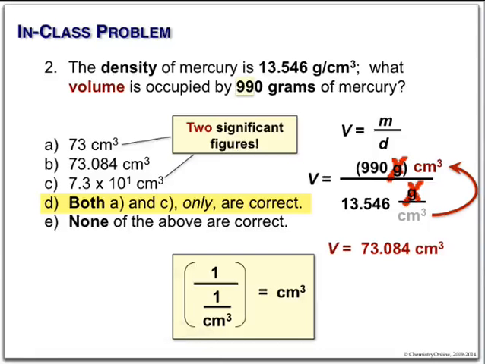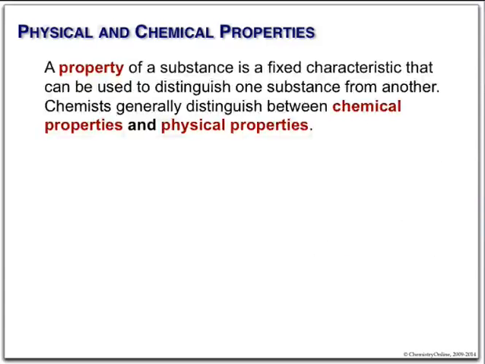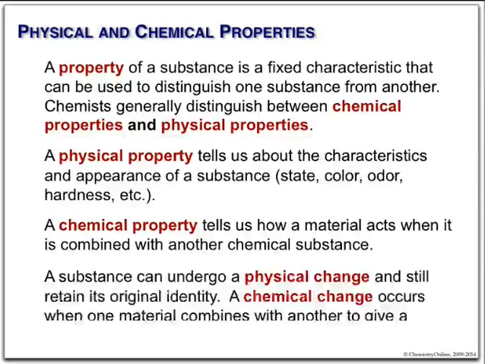Okay, let's move on. Stop talking about math for a little bit, and let's go back to simple chemistry. We talked about physical properties. We talked about properties in general. Remember, I said we were going to deal with chemical and physical. Physical tells us something about the characteristics, physical state. Density is a physical property. And we all know about density now. A chemical property tells us how a material is going to act when it's combined with another chemical substance.